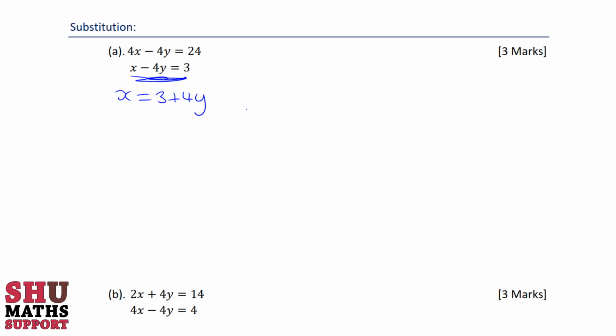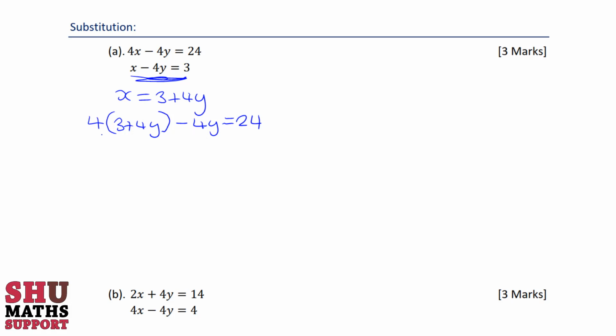So what I mean is that we want to have 4 times (3 + 4y). So we've substituted what would be the value for x, minus 4y is equal to 24. So what we've just done there is we've got everything in terms of y's and numbers, so that when we simplify this and rearrange, we're going to get y is equal to some number, and then that value is going to be our solution for y.